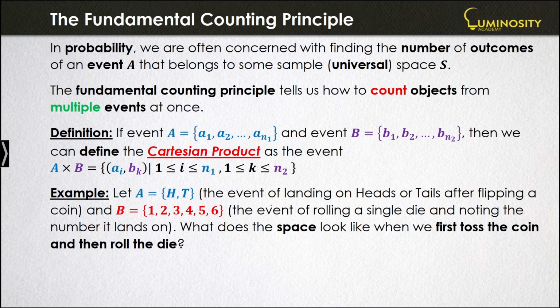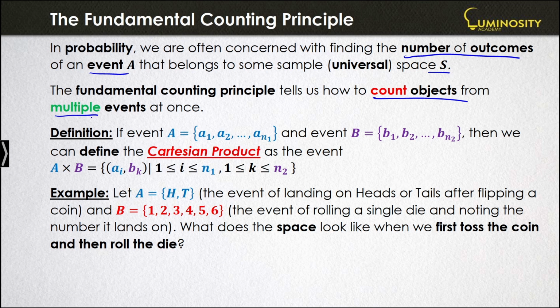So in the area of probability, we are often concerned with finding the number of outcomes of some event, let's say A, that belongs to some sample or universal space S. So the fundamental counting principle tells us exactly how to count the number of objects from multiple events at once. So that's the true power of the fundamental counting principle.